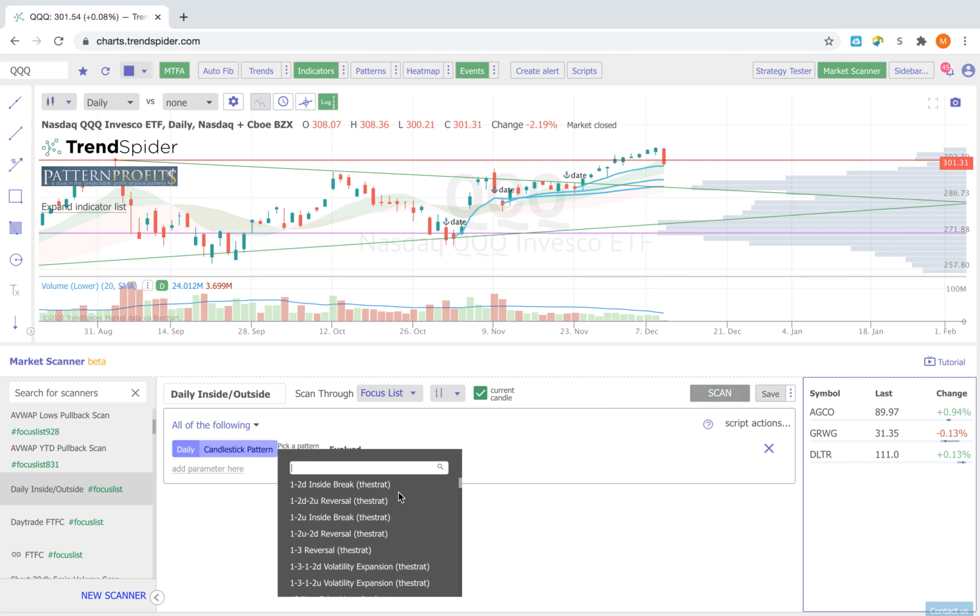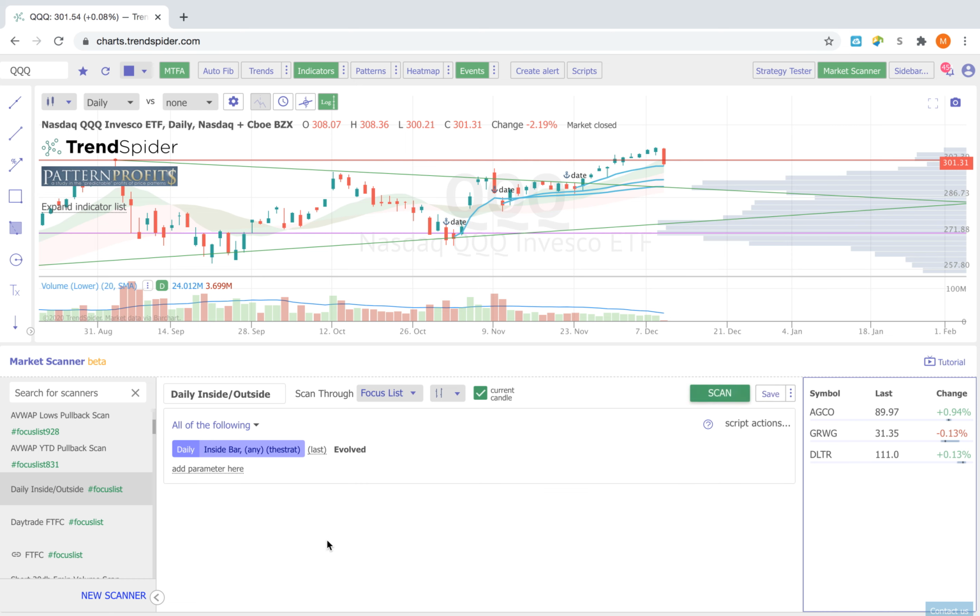Just to give you an example, if you're familiar with the strat, there's a bunch of patterns here you can choose from. There's a bunch of different candle patterns you can choose from to scan for too. But for our purposes here, we're looking for inside bars. You can search for bullish inside bars that closed in the upper half, bearish ones that closed in the lower half. But for our purposes, we want any inside bar.